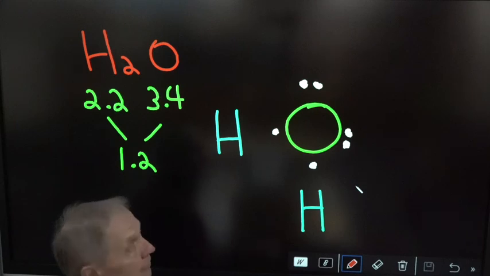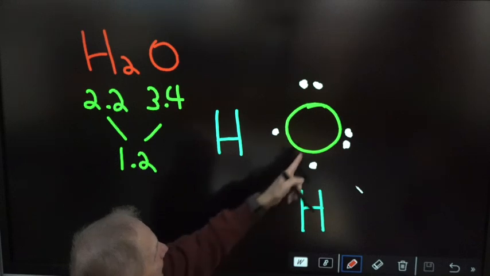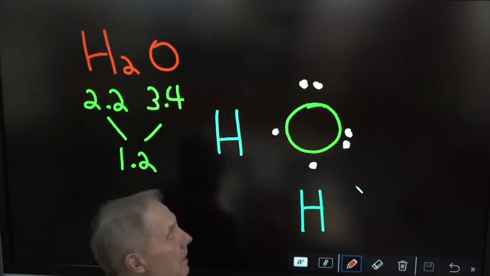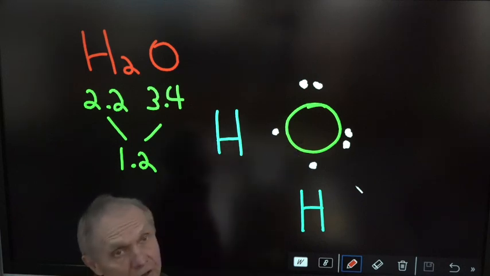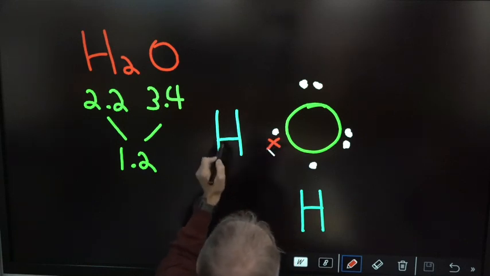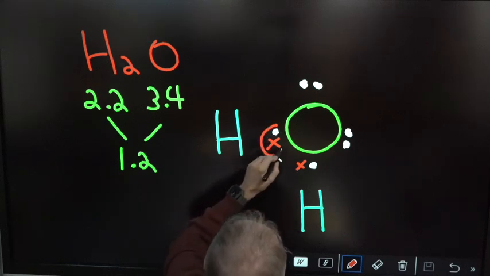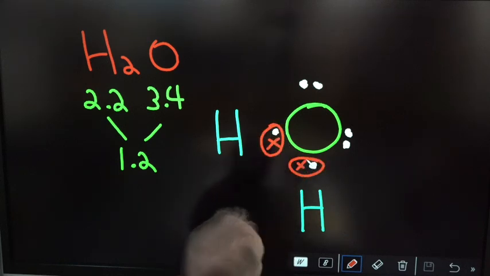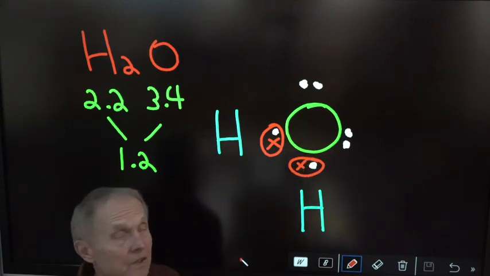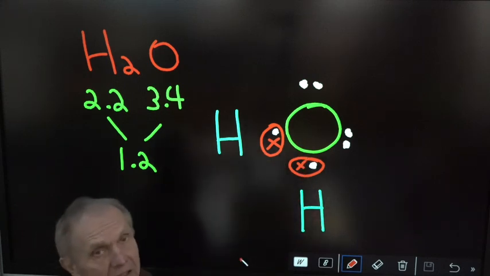Now the question is, remember, they share the pair of electrons, but they don't share it equally. Oxygen has a much stronger pull than hydrogen. So the pair of electrons, one from oxygen, one from hydrogen, is going to be closer to oxygen. So it looks like this. There's hydrogen's electron, there's hydrogen's electron. Now, here's the shared pair, here's the shared pair. Notice those shared pairs are closer to oxygen. So that makes oxygen slightly negative. It makes hydrogen slightly positive.